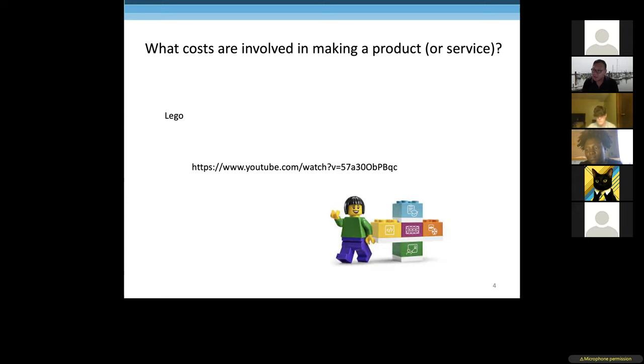But is this cost a direct material? No, it's not a material. Is it direct labor? No, it's not a human being. So it is a manufacturing overhead. Now I want to ask you if you observed any indirect materials.